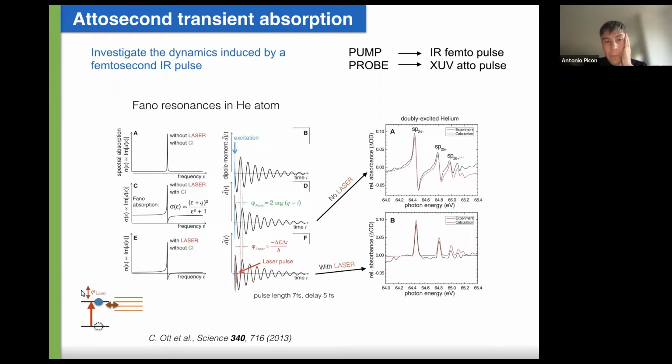Right, but does that give you access to states that you wouldn't have otherwise, or is it just changing the response function of strictly dipole allowed states? That's a good question. You could go to other states, but here it's more that you don't go to another state. You stay in the same state, but you introduce this dynamical phase, and this is what changes the line shape of the absorption.